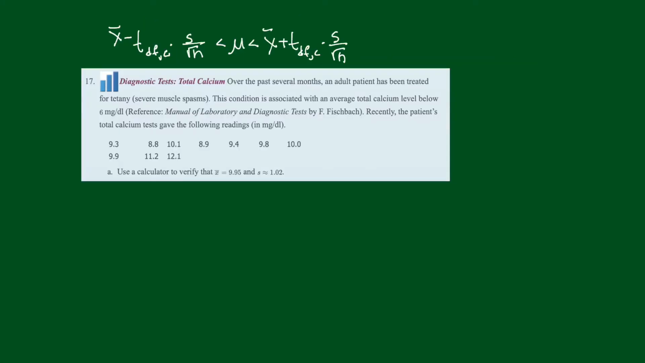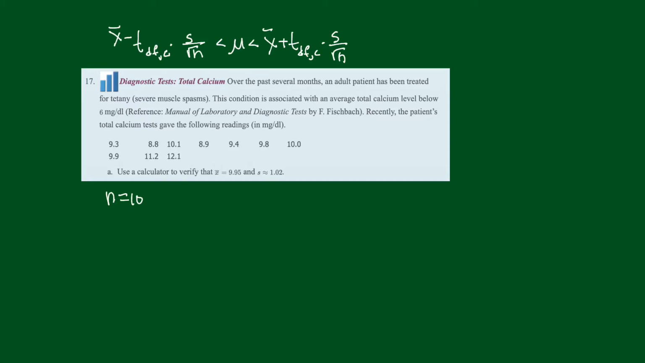Here's an example I got out of the book. It says, over the past several months, an adult patient has been treated for tetany, severe muscle spasms. This condition is associated with an average total calcium level below 6. So on the average, you get this condition if your total calcium level is below 6 milligrams per deciliter, and they've referenced it here. Recently, the patient's total calcium tests gave the following data. So here's this data. What do we have? We have how many pieces? 2, 4, 6, 7, 8, 9, 10. So we have 10 pieces of data.